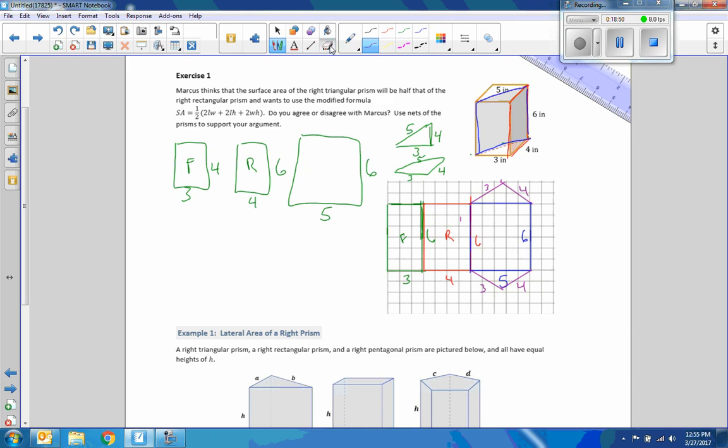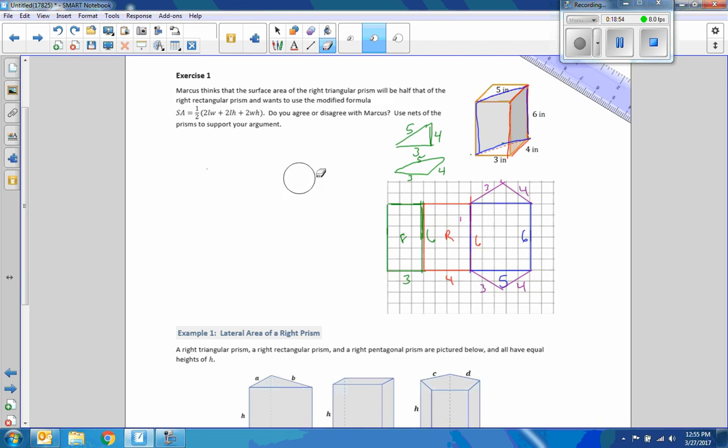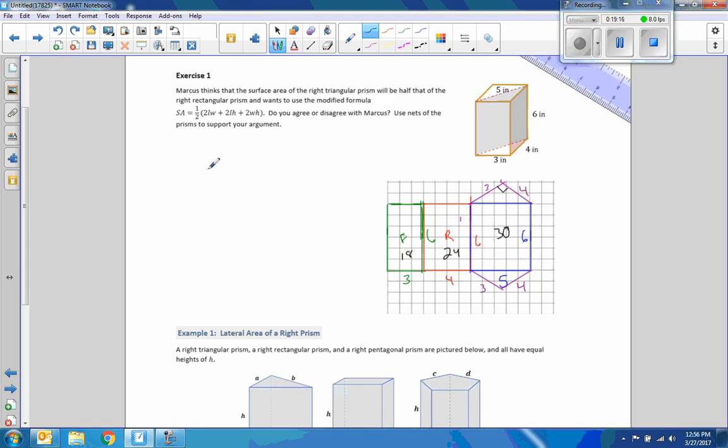Okay, so now if I want to find the area, surface area just means all the spaces added up. Let's get rid of all of this drawing here and start with what we have. This is 3 by 6, which is 18. This is 4 by 6, which is 24. This is 5 by 6, which is 30. This is a right angle. An area of a triangle is 1/2 base times height.